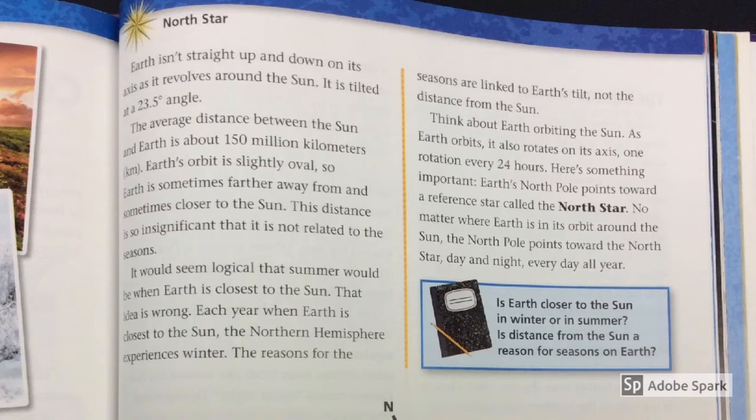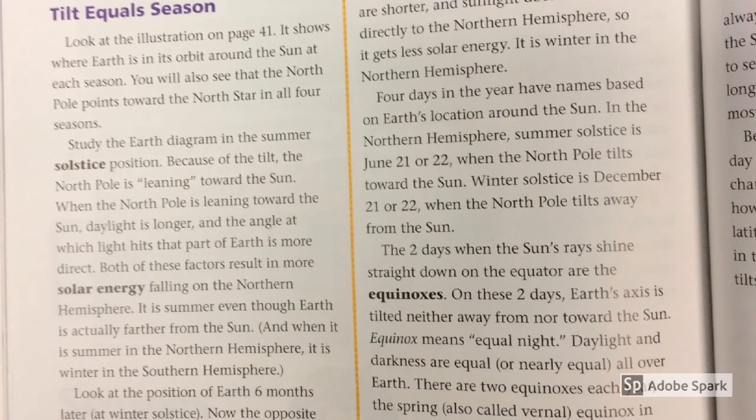Think about Earth orbiting the Sun. As Earth orbits, it also rotates on its axis, one rotation every 24 hours. Here's something important. Earth's north pole points towards a reference star called the North Star. No matter where Earth is in its orbit around the Sun, the North Pole points towards the North Star, day and night, every day, all year. Look at the illustration on page 41. It shows where Earth is in its orbit around the Sun at each season. You will also see that the North Pole points towards the North Star in all 4 seasons.